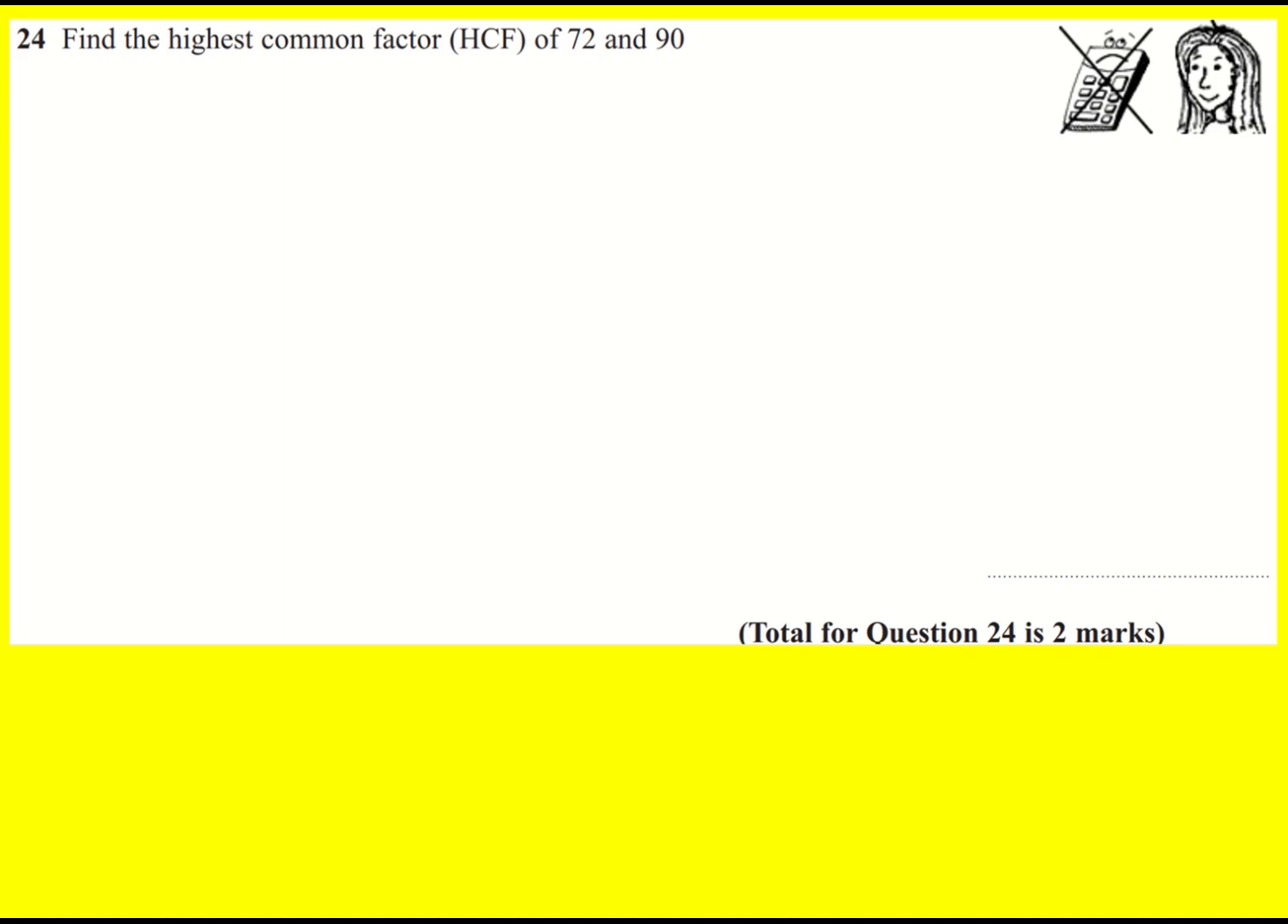The final way I'm going to show you to find the highest common factor of two numbers is to use product of prime factors, or factor trees as you might have seen it, and also then using a Venn diagram. So this is a little bit long-winded for a two-mark question, but I just thought I'd show you because it could be the way that you have been taught to do this. So the first thing you're going to do is work out the factor tree for 72 and the factor tree for 90.